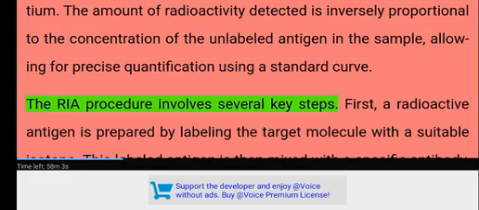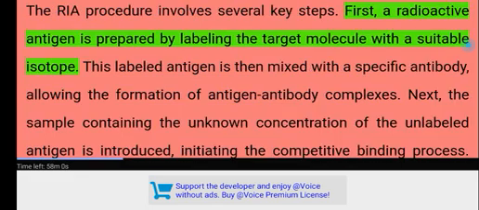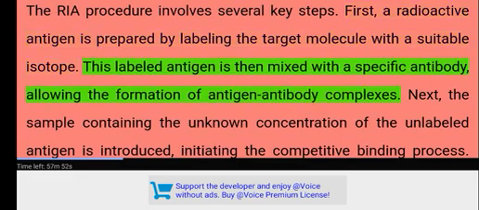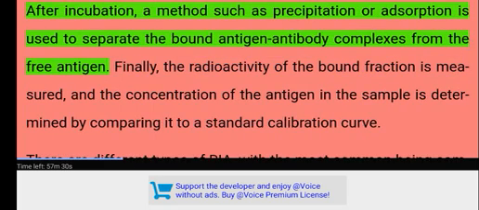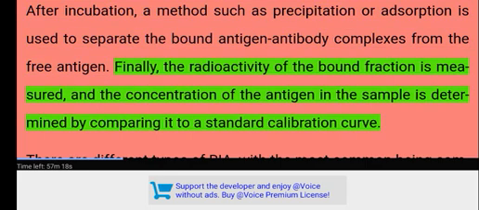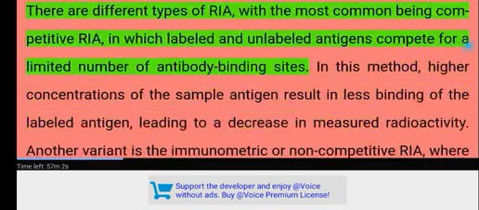The RIA procedure involves several key steps. First, a radioactive antigen is prepared by labeling the target molecule with a suitable isotope. This labeled antigen is then mixed with a specific antibody, allowing the formation of antigen-antibody complexes. Next, the sample containing the unknown concentration of the unlabeled antigen is introduced, initiating the competitive binding process. After incubation, a method such as precipitation or adsorption is used to separate the bound antigen-antibody complexes from the free antigen. Finally, the radioactivity of the bound fraction is measured, and the concentration of the antigen in the sample is determined by comparing it to a standard calibration curve.